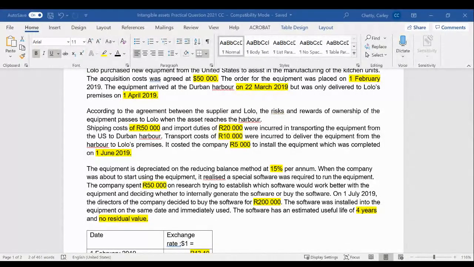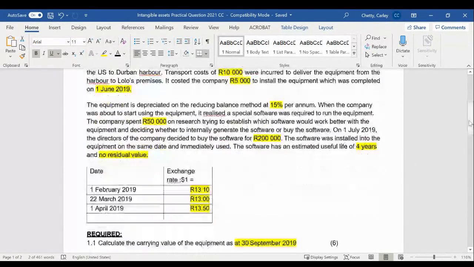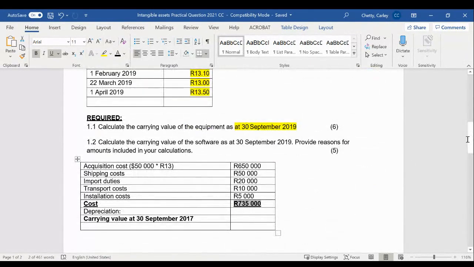So how many months is that going to give us? Okay, it is going to give us 3 months. So we are going to start depreciating the asset on the 1st of July. So July, August, and September is the year end. So we are going to depreciate this asset for 3 months of the year. So who can tell me what the depreciation amount is? We've calculated our cost. Now we need to depreciate the asset at 15% for 3 months. Who can tell me what the depreciation is?